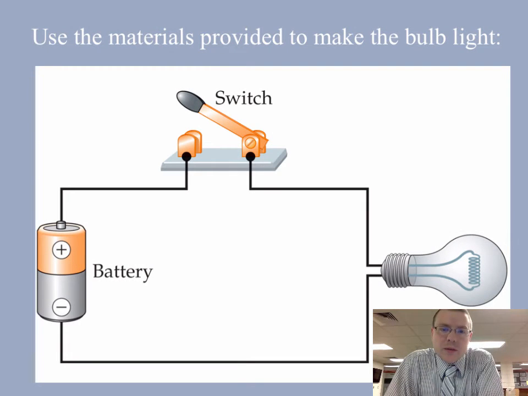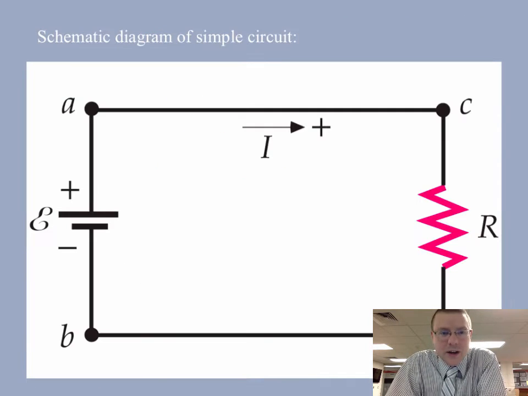Hey everyone, today we're going to talk about this idea of connecting a battery to something that's going to use that energy or voltage in a circuit. Here's our normal setup of a battery, a switch, and a light bulb. If I wanted to redraw this without having to draw the actual light bulb and the battery, we can shrink down that schematic to this.